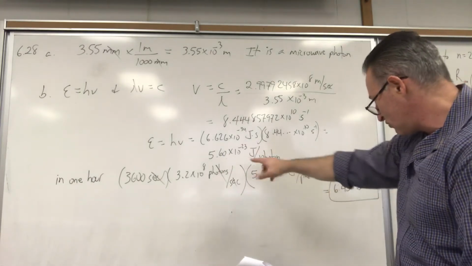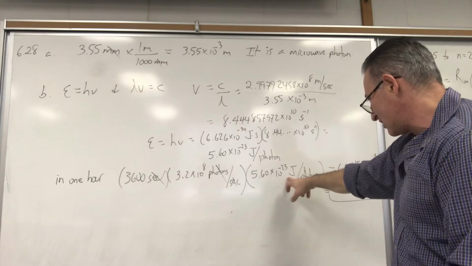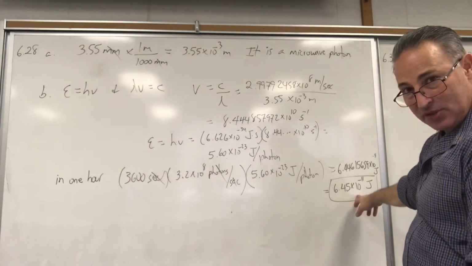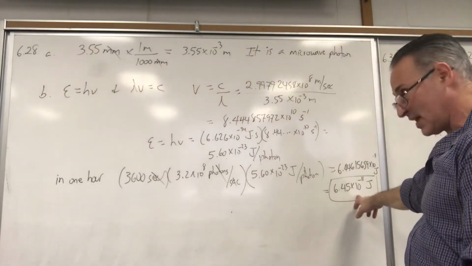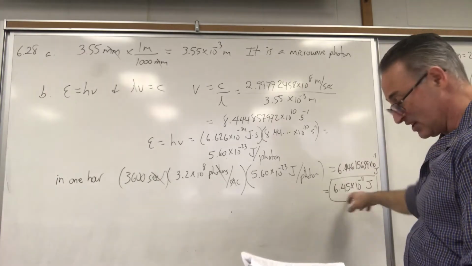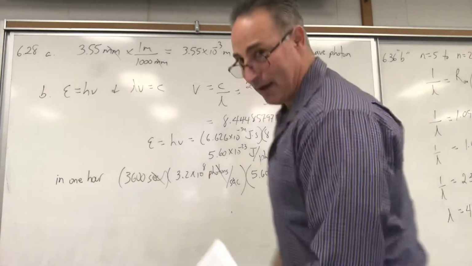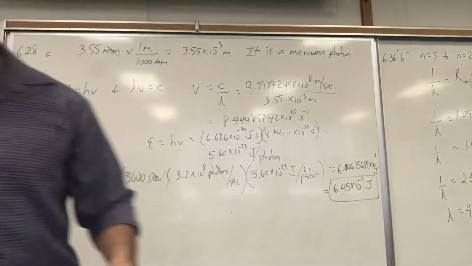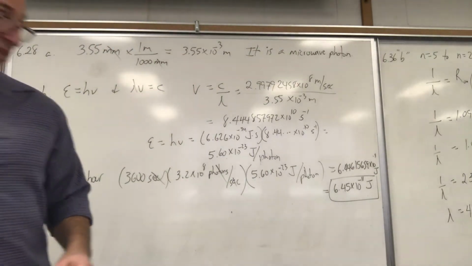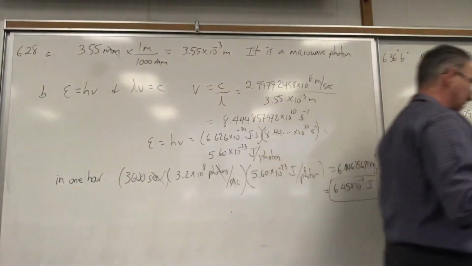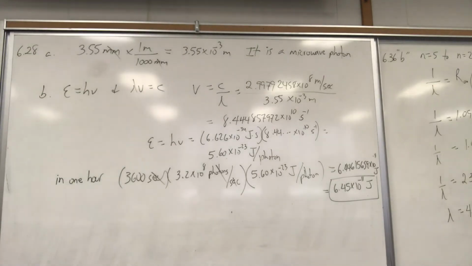Seconds cancel, photons cancel, you're left with an answer in joules, and it comes out to 6.45 times 10 to the negative 11 joules of energy. Still a very small amount. You can understand why telescopes have to have such large objective lenses, because they have to accumulate as much light energy as possible to make an image that's worth anything.